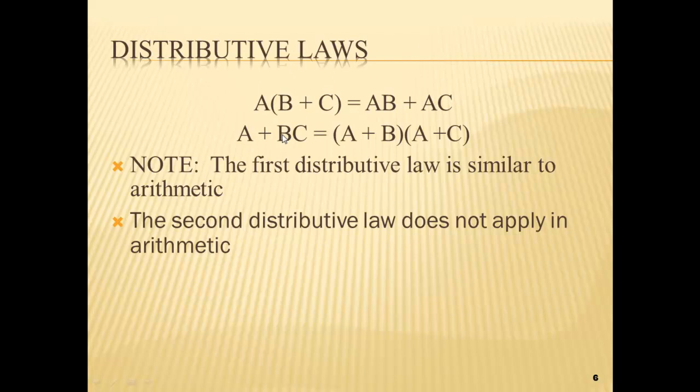This next one is a Boolean specific thing, which means a or bc equals a or b, and a or c. There are no squares in Boolean algebra, so if you multiply these together, you wouldn't have an a squared. You would just end up with an a. This one doesn't apply to regular math. It's a logic thing only.